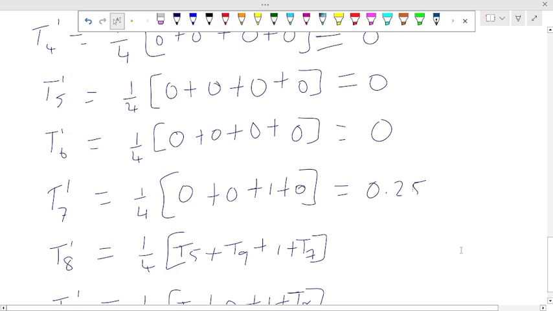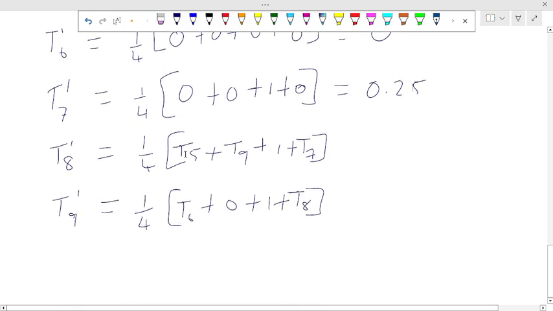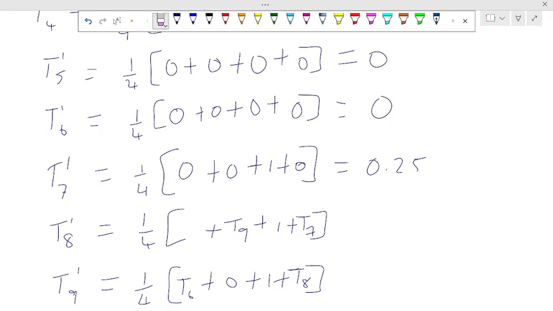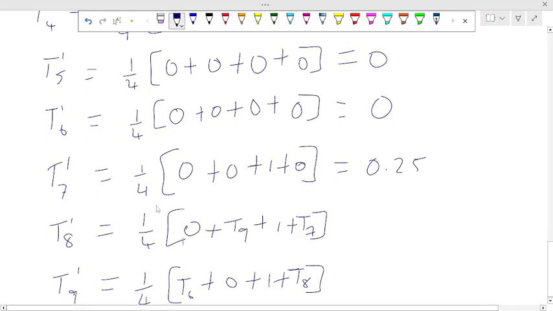Okay, next. So T5, latest iterative value of T5 is what? 0. So we are taking this one out and we plug in 0. T9, latest iterative value 0. We have 1 here, but the latest iterative value for T7 is what? 0.25. Okay, so there we plug in 0.25.